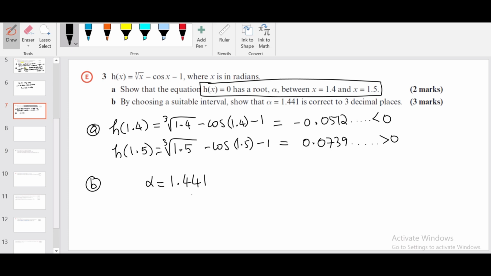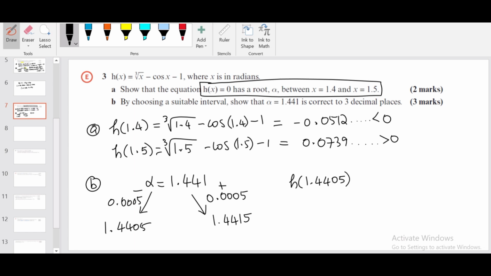1.441. Can you tell me what would be the lower bound and upper bound? What you need to add and subtract? 0.0005. You add and subtract. So what would be the value? 1.4415 and 1.4405. Now find the value of the function at these two points.